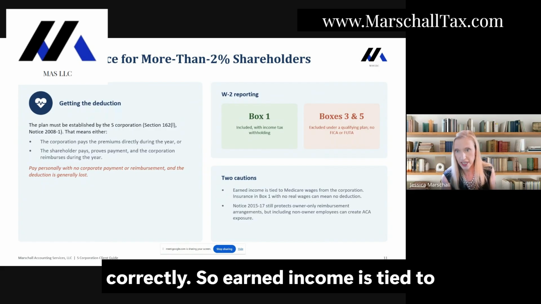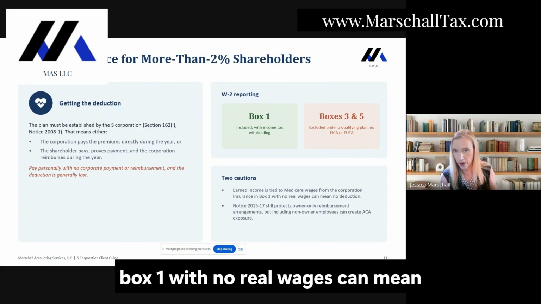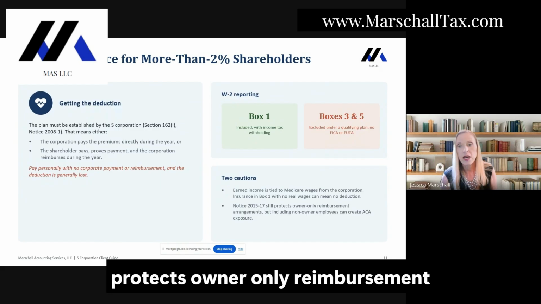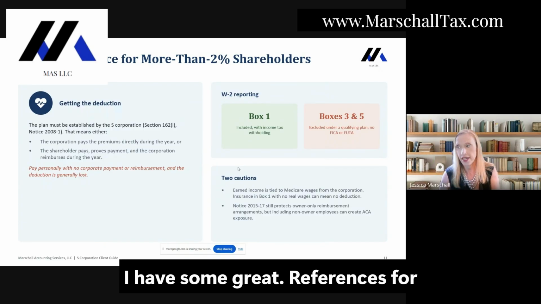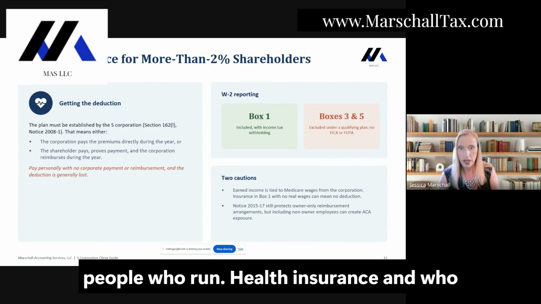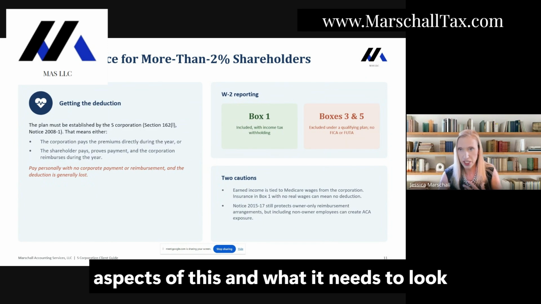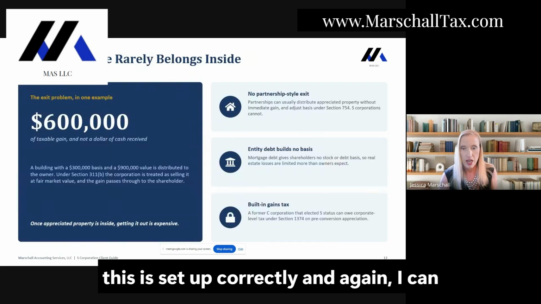So earned income is tied to Medicare wages from the Corp. Insurance in box 1 with no real wages can mean no deduction. Notice 2015-17 still protects owner-only reimbursement arrangements, but including non-owner employees can create ACA exposure. Again, I have some great references for people who run health insurance and who run the benefit plans. I know the tax aspects of this and what it needs to look like. We rely on the experts to make sure this is set up correctly. And again, I can provide any of those referrals.